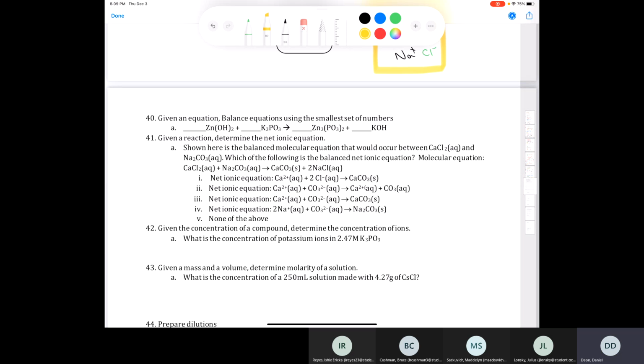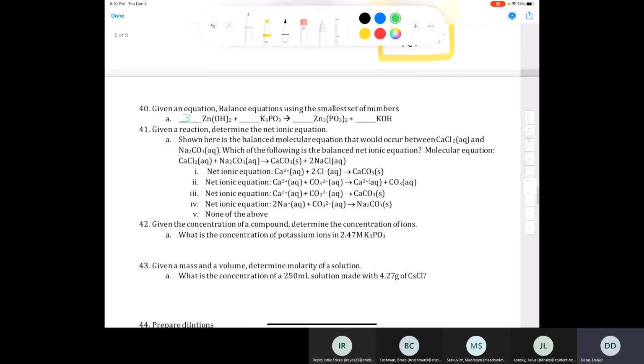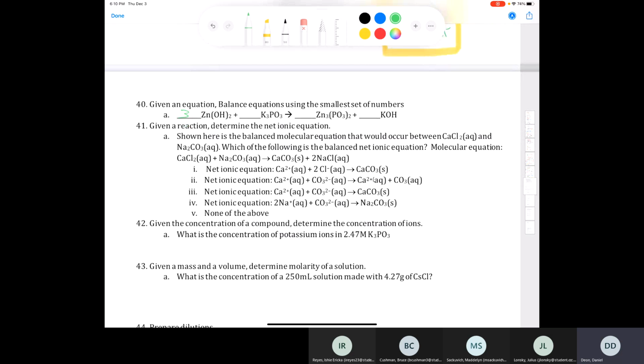Given an equation, balance equations using the smallest set of numbers. So we have 1 zinc over here, and we have 3 here. So that means we at least have to have a 3 here. We've got 3 potassiums here, and 1 potassium over here. We have 1 phosphorus, and we've got 2 phosphorus over here. So if I put a 2 here and then a 6 here, that balances it out. Check. So 2, 6, 6 and 6.